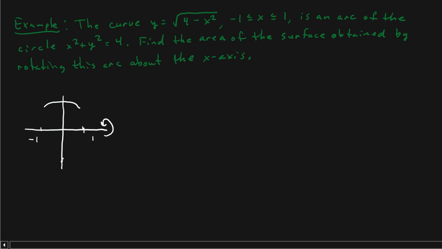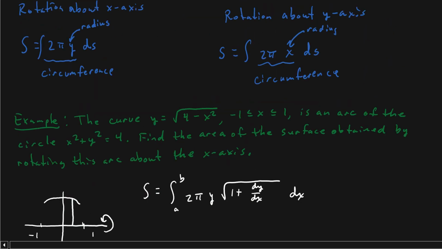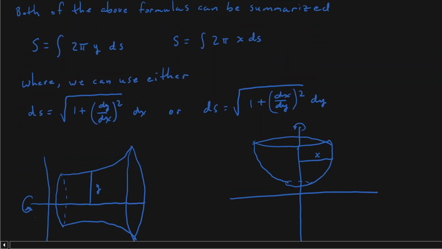But we're rotating about the x-axis. So here's our radius right here. And you can see this radius is y, right? So let's look at it this way. We're going to use the formula. The surface area is going to be the integral from a to b of 2 pi, and what are we going to use? y times the square root of 1 plus, what are we going to do? dy/dx, dx. We're going to use, where is it?